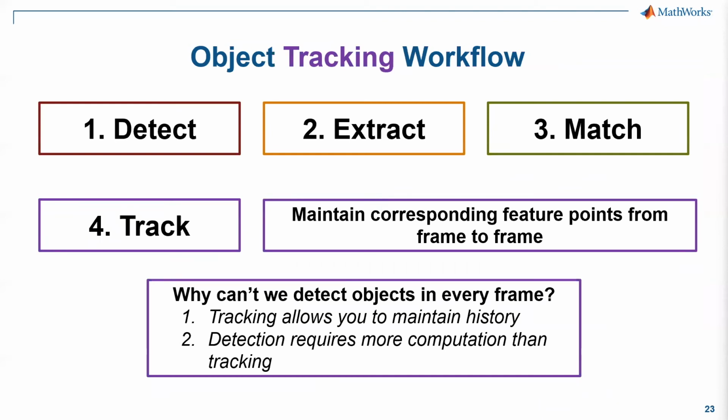Well, to maintain the history of object motion, a detection algorithm has no way of knowing that the object found in frame n is the same as the object found in frame n+1. So you can't make a prediction about where the object might be in frame n+2. Detection is computationally expensive. And as we get into high resolution full motion video, you can't rely on slow detections to keep a real-time pace.